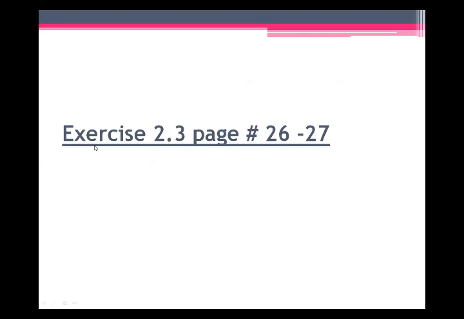Okay, students, here we have exercise 2.3, page number 26 to 27. This is question number 1. Find GCD by forming their set of divisors. First part we have 12 and 16. Here we start a solution.